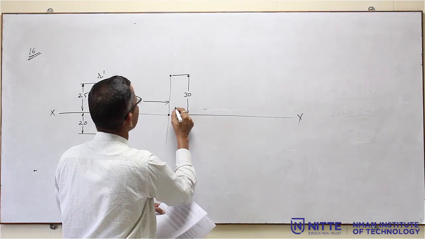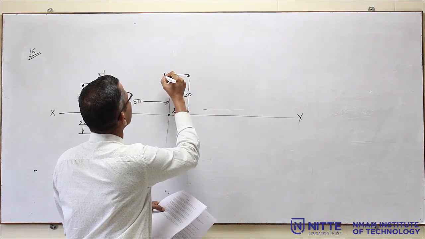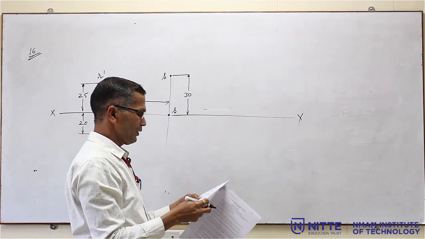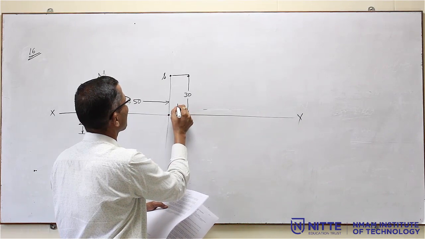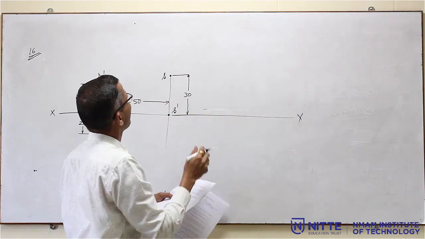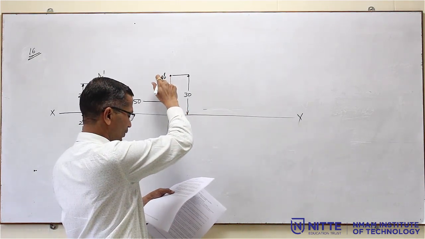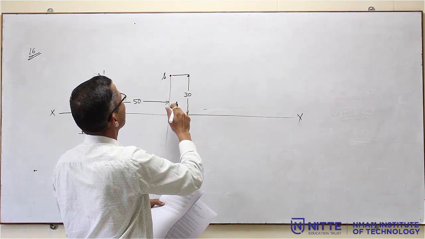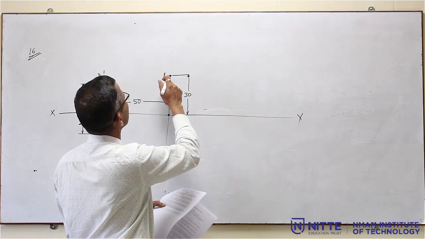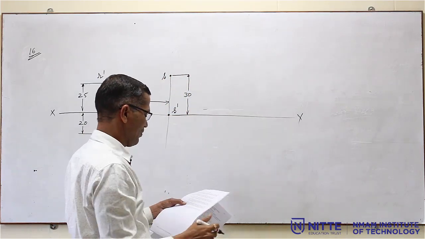The point is on HP. Whenever a point is on HP, its front view will be on the XY line, and this is the top view, 30 mm behind VP. So, that is why this distance is 30 mm. So, this is the top view, this is the front view.